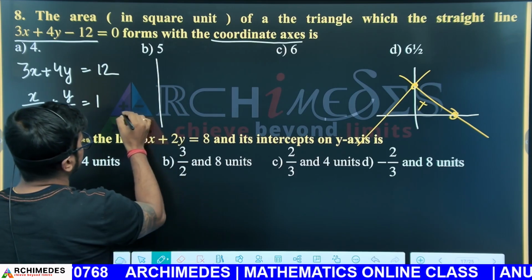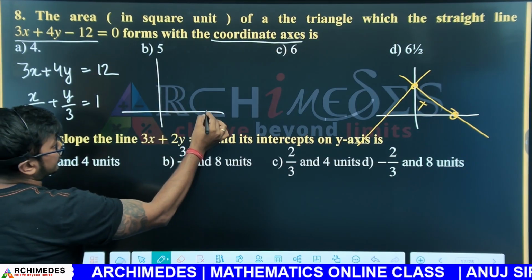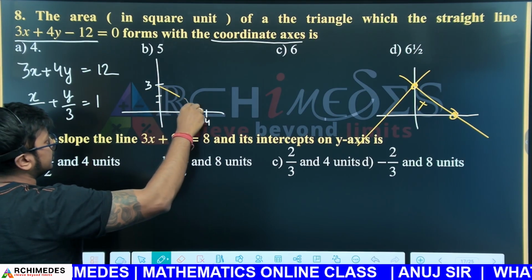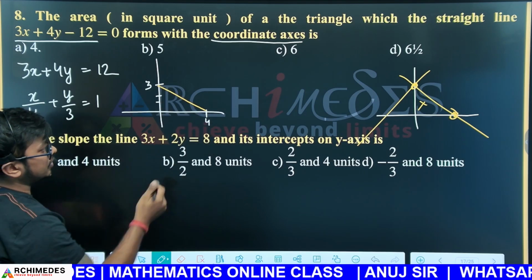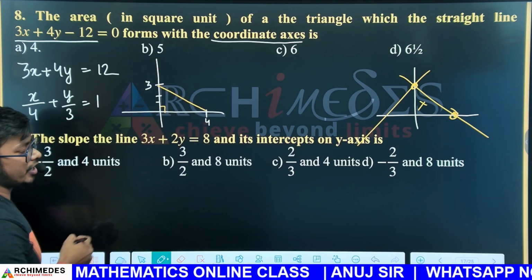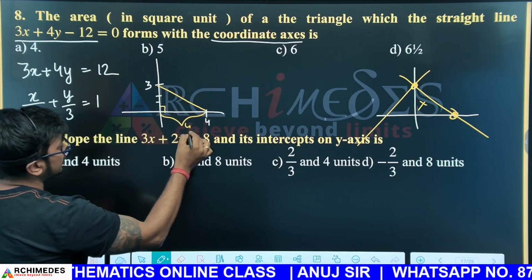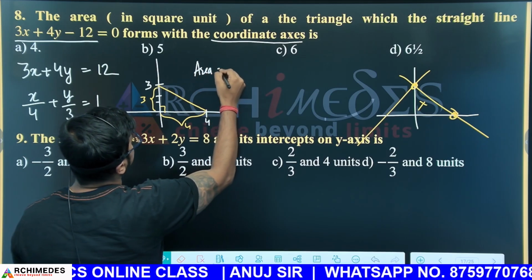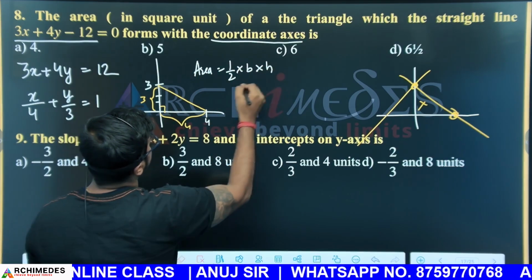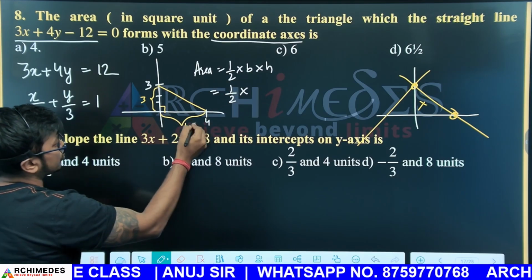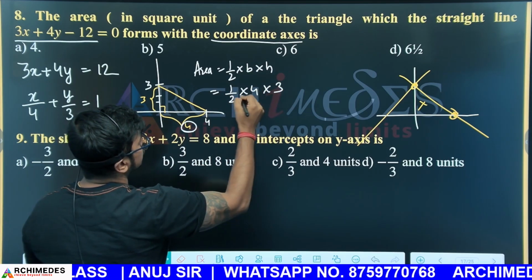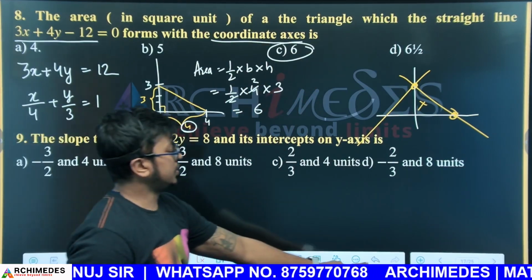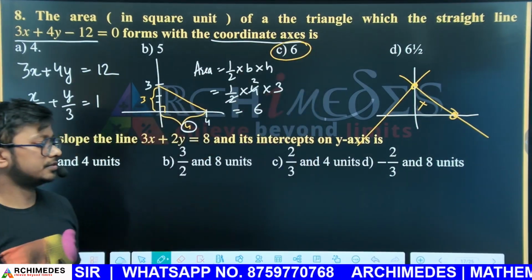Now I am making a diagram. It cuts the x-axis at 4, so I am writing 4 here, and it cuts the y-axis at 3. So this is the triangle, and it is a right angle triangle, yes or no? You have to find the area. The base is 4 and the height is 3. The area is half into base into height. So half into 4 into 3, that is 6 units. Clear? 6 units is the answer.